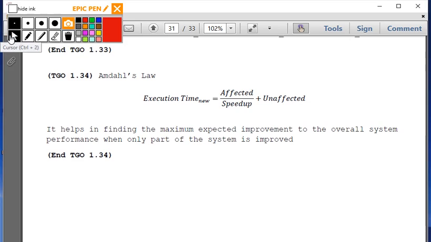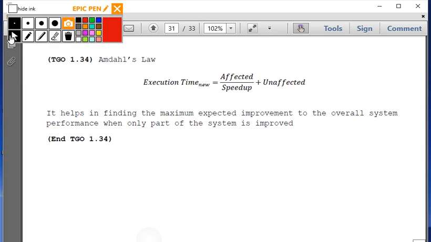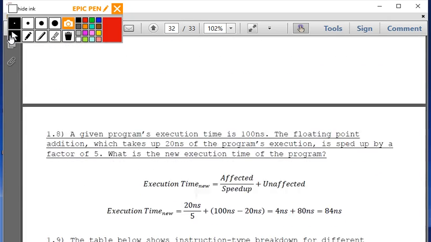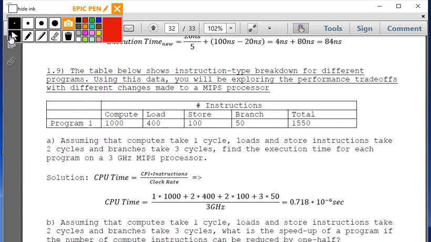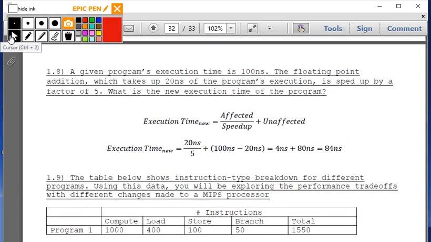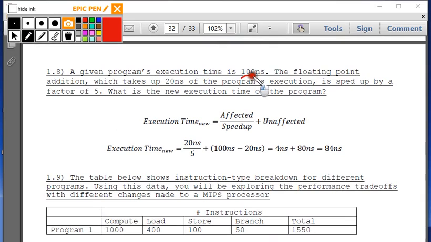So we're going to go into a couple of examples on Amdahl's law here in a second. These are a couple of the Patterson-Hennessy textbook problems: 1.8, 1.9, 1.10. We'll do those. So 1.8: given a program's execution time of 100 nanoseconds, the floating point addition, which takes up 20 nanoseconds of the program's execution time, is sped up by a factor of 5. What is the new execution time of the program?